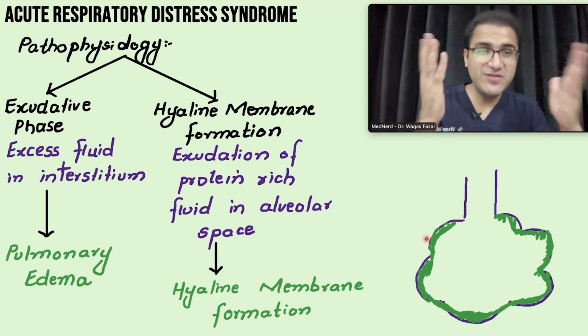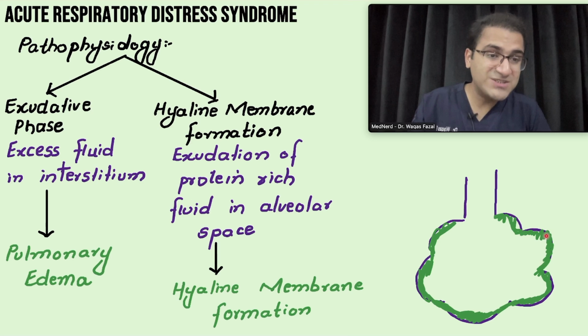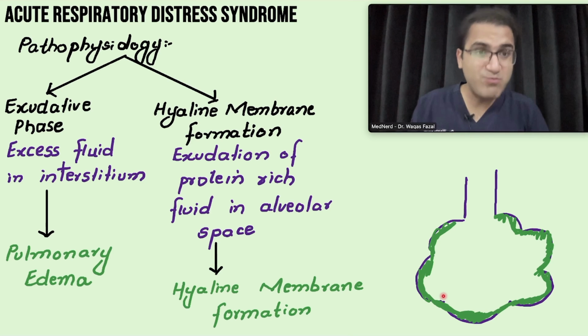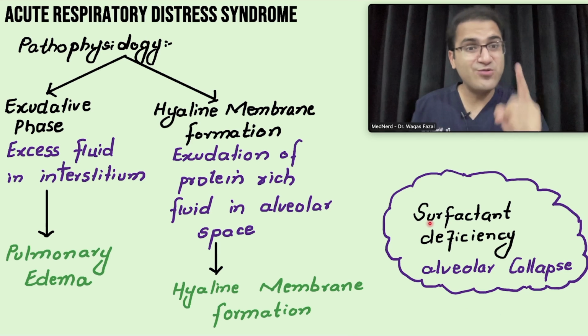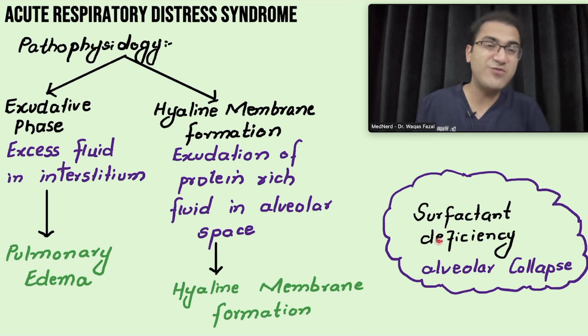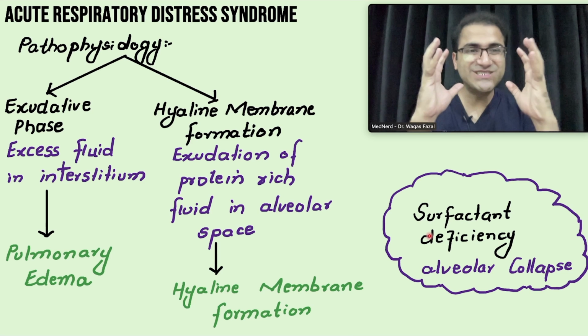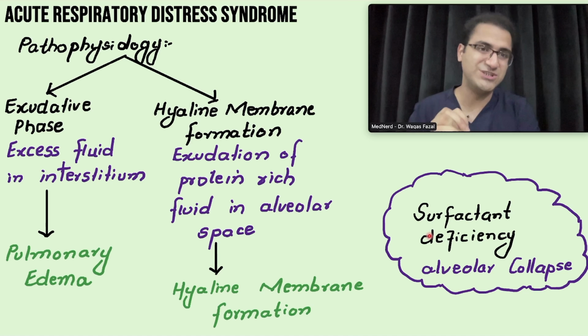Now can you even imagine that if the alveoli are filled with fluid and have thick exudates in their walls, how can oxygen pass through these alveoli? Therefore these patients will be hypoxic, they will have low oxygen levels, they will be cyanosed. This inflammatory response will also damage type 2 respiratory cells, and whenever type 2 cells are damaged, there is surfactant deficiency. Surfactant keeps the alveoli open, so whenever there is surfactant deficiency, these alveoli will collapse, and there will be alveolar collapse in these patients.